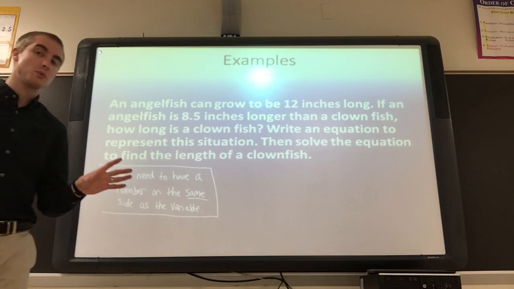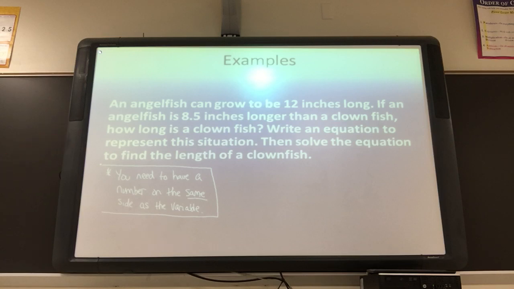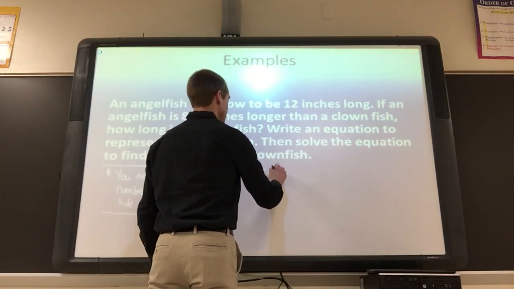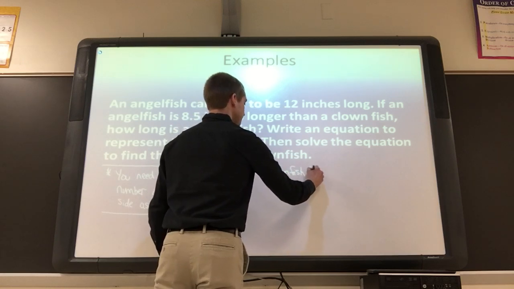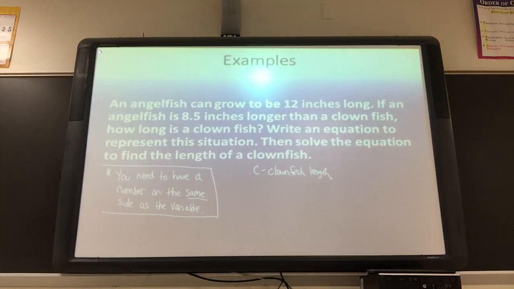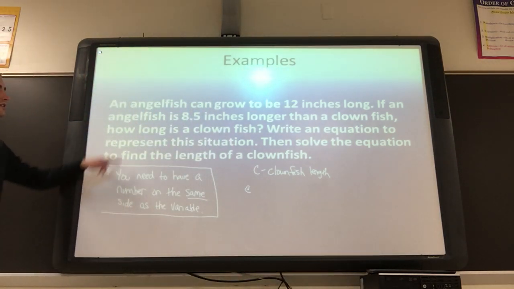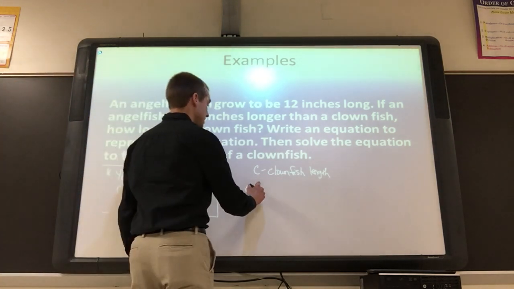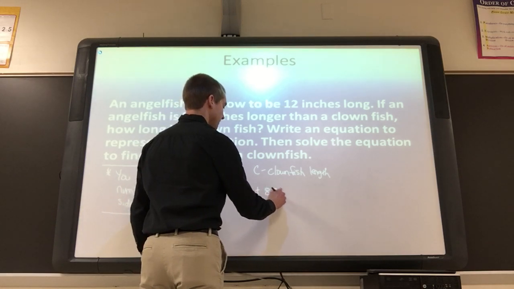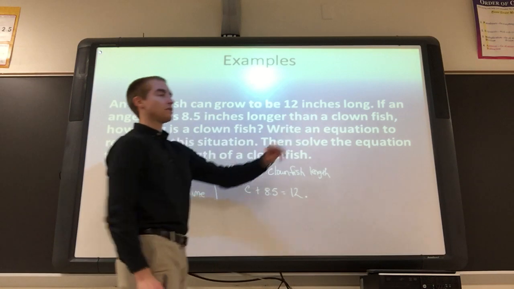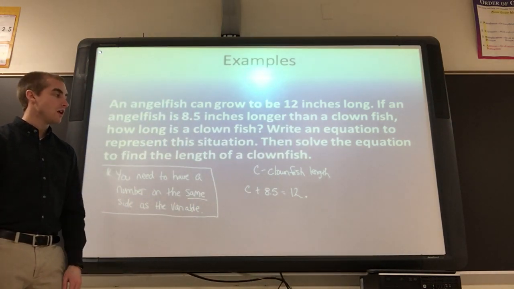So first step is going to be like what we did when we wrote expressions. First step that we need to do is define the variable. And the good thing about this is it's almost always going to tell us what we're trying to find. So notice what we're trying to find here, how long is a clownfish? So we'll say C represents clownfish length. Okay, next thing is we're going to then figure out, okay, what number goes with C? So I take the clownfish length, and an angelfish is 8.5 inches longer than a clownfish, so I'm going to do C, the clownfish, plus 8.5, because that's going to be 8.5 inches longer, so we have to add. And if I take the clownfish plus 8.5, I should end up at 12 inches long, because that's how long the angelfish is. So that's our equation.